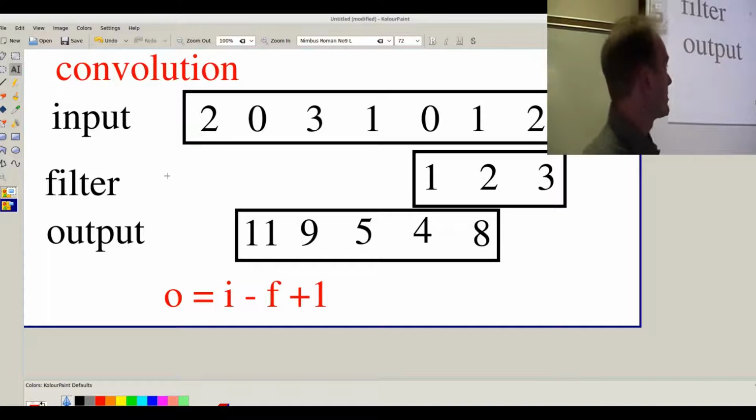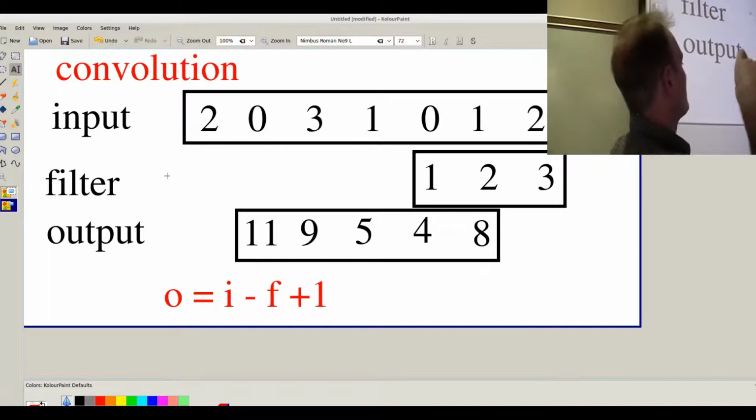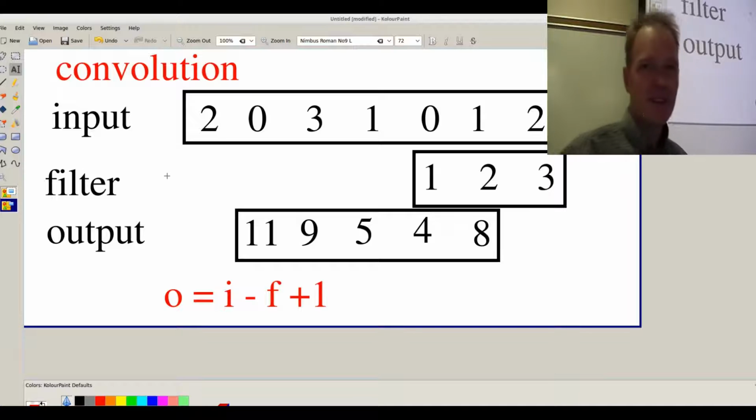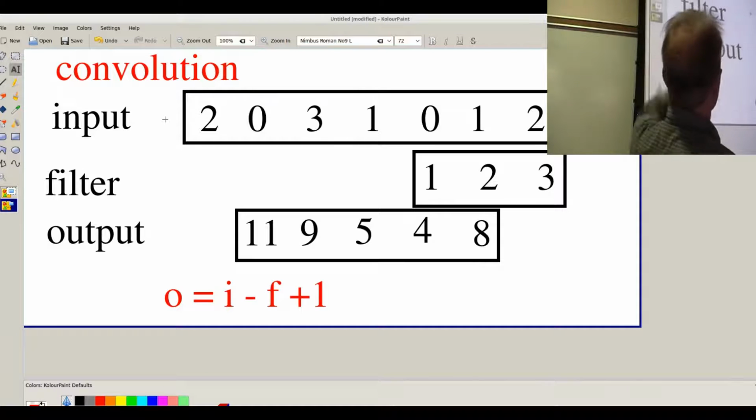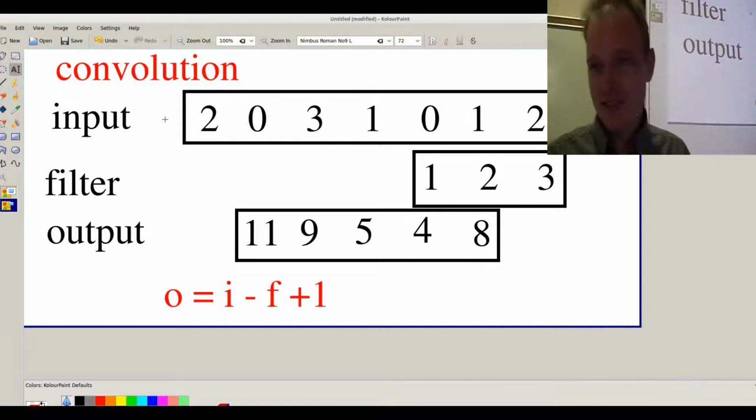Why is it called convolution? Because it's convoluted and confusing and weird. I don't know. Because it is. It's called convolution. I don't know why.